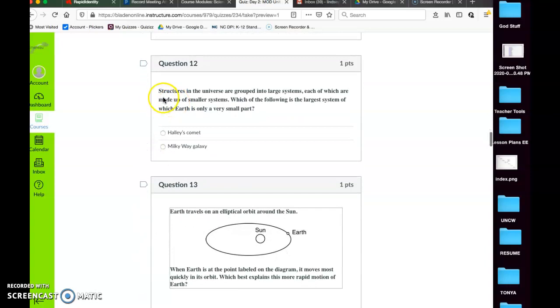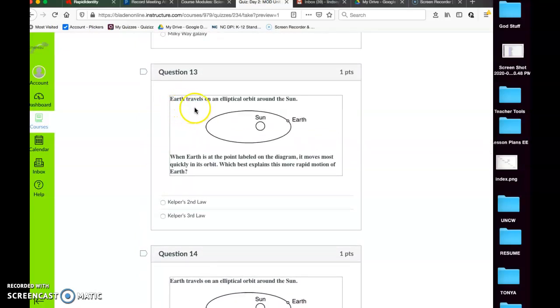Question number 12. Structures in the universe are grouped into large systems, each of which are made up of smaller systems. Which of the structures is the largest system, of which Earth is only a small part? Is it Halley's Comet, or is it the Milky Way galaxy? The Milky Way galaxy.